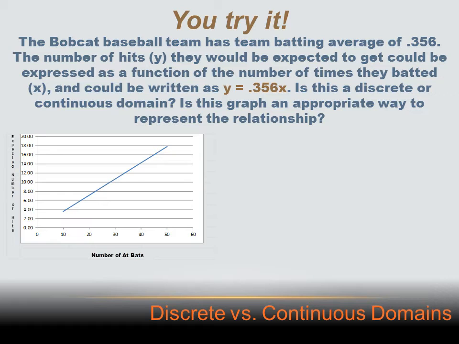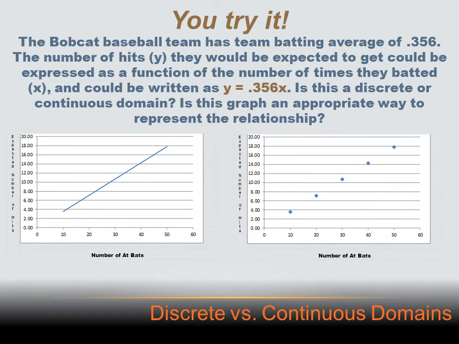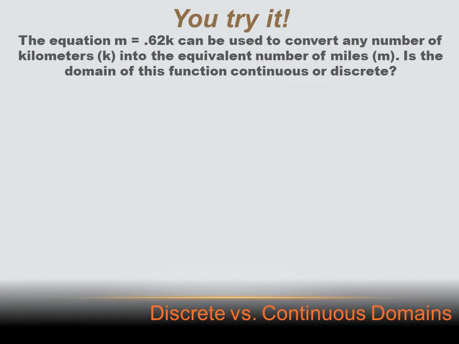And when we graph a discrete function, it's not a straight line. It's a series of dots. So the correct answer is that this is a discrete function, and the graph that was originally on the screen is not an appropriate way to represent the relationship. Hit the pause key and try this one. When you get done, hit the forward key to move on to the answer.